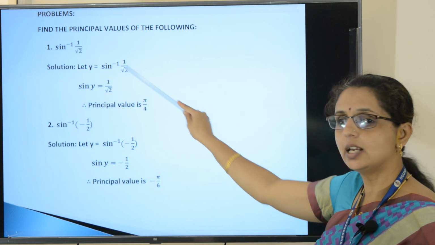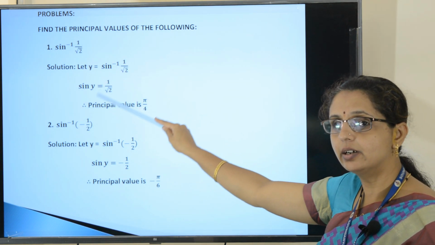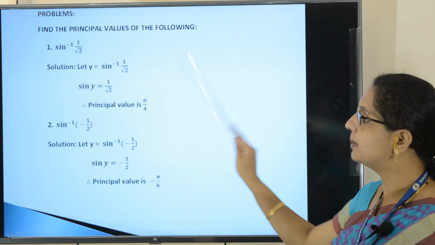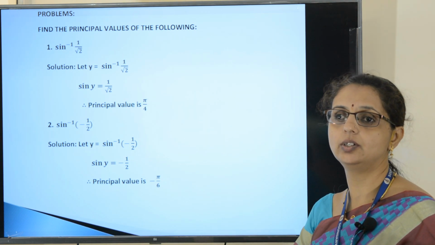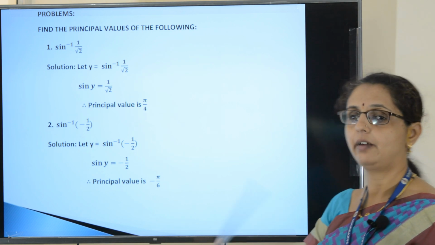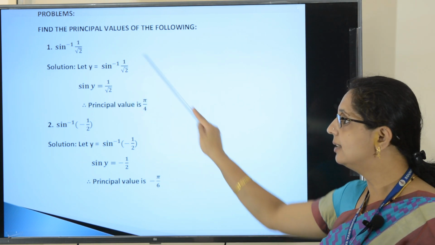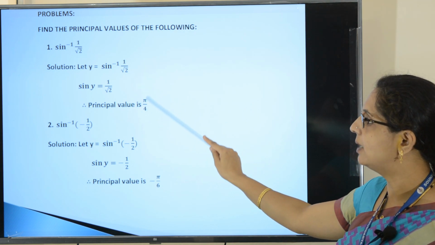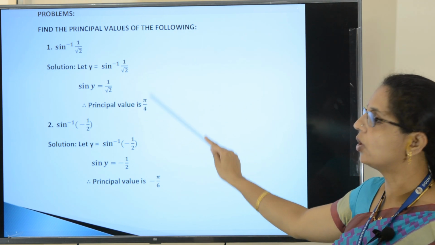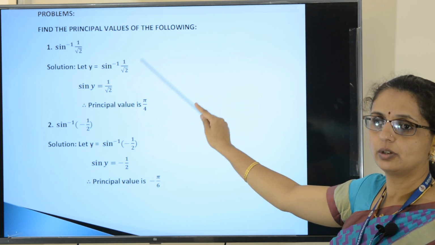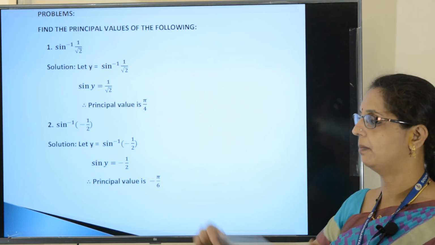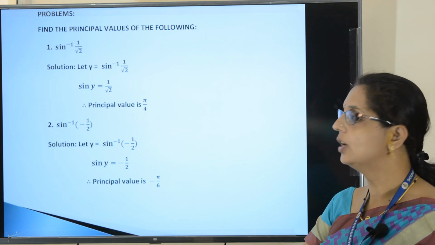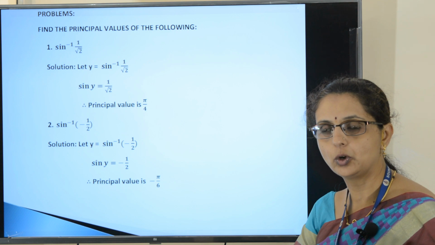Observe this, sine y equal to 1 by root 2 is a standard trigonometric equation, we all know that. So what will be its principal value? Principal value is automatically pi by 4. Just substitute, let me check whether sine pi by 4 is 1 by root 2. Yes. Therefore, the principal value is pi by 4. This can be asked in the question paper in the PU board for 1 mark. Find the principal value of sine inverse of 1 by root 2.